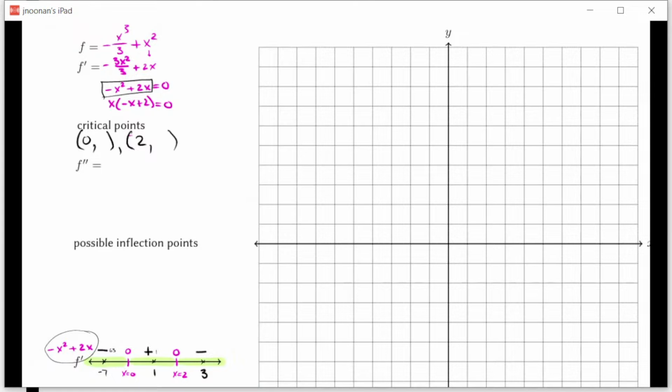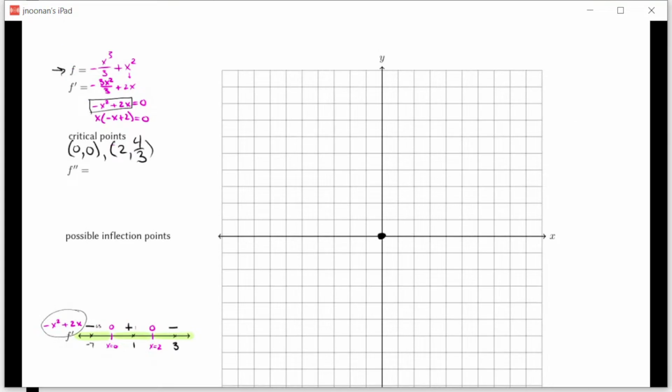In fact, let me go ahead and do this. When I plug 0 into this original function, I get 0. So there's a point on my graph. When I plug 2 into this function, I get negative 8/3 plus 4, which is negative 8/3 plus 12/3, or 4/3. Now there's the point 0, 0, and here's the thing about these graphs: you don't have to number them like 1, 2, 3, 4. In this case, it probably doesn't make sense. I'm going to start here, 1, 2, 3.